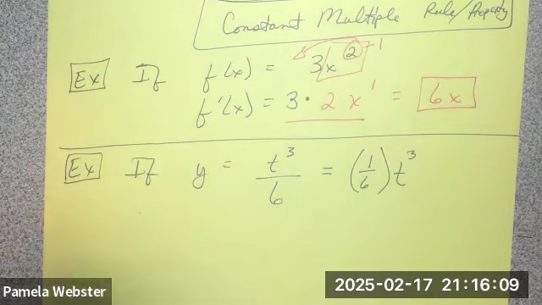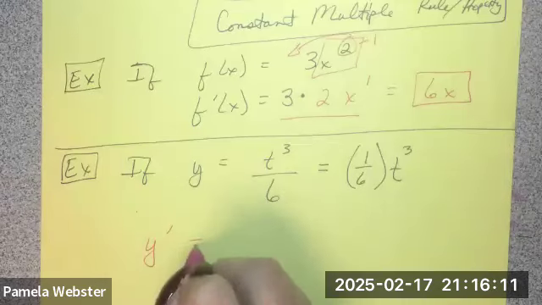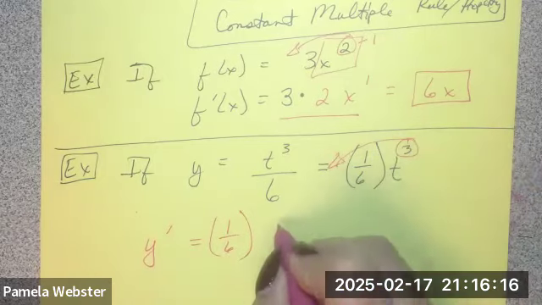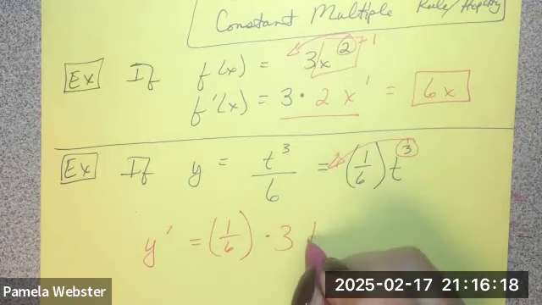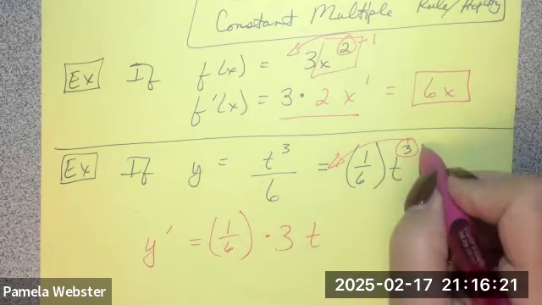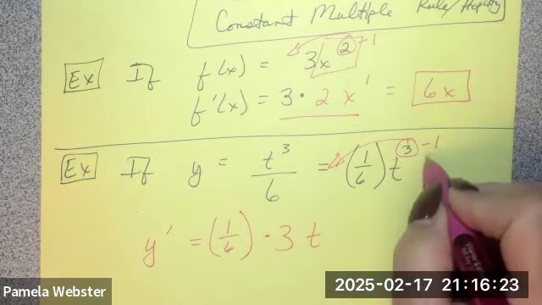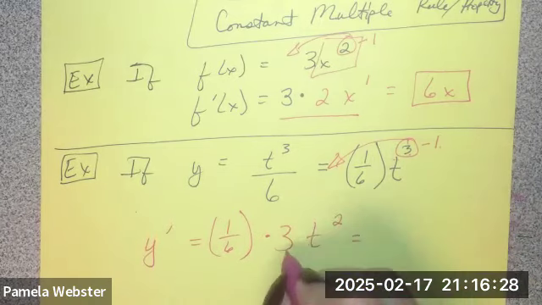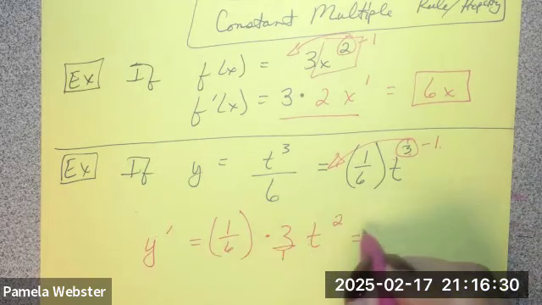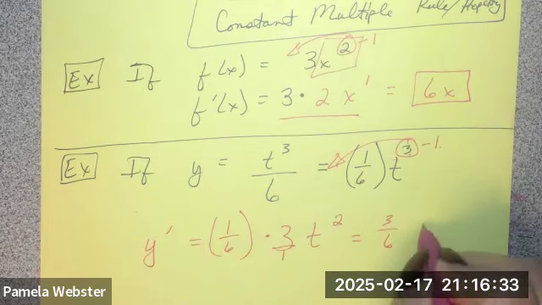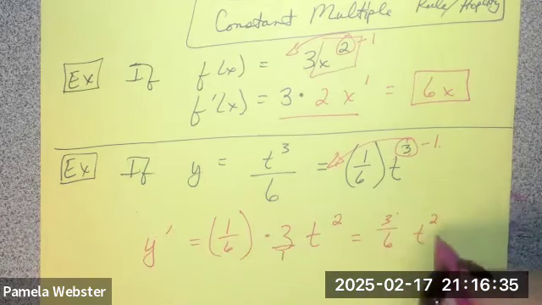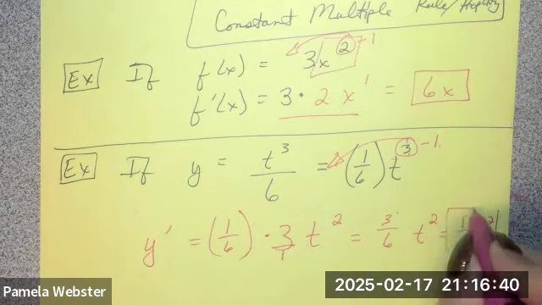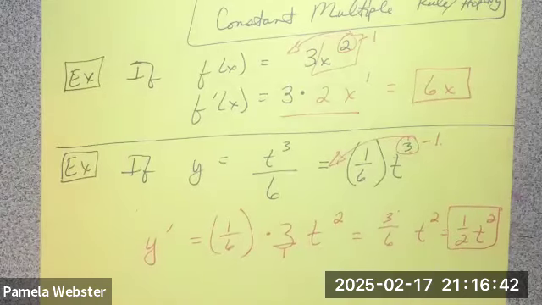Okay, so now I've got some number sitting out there in front, 1/6. I don't care. I'm going to pull my 3 down because that's my exponent. Write my t, and then use your exponent rule. Subtract 1. 3 minus 1 is 2. This is the same as 3 over 1, right? So this is 3 over 6 in front. And hey, look, we can reduce that. 1/2 t squared. Absolutely.